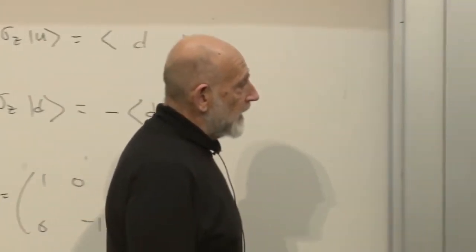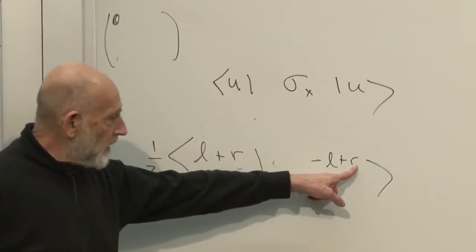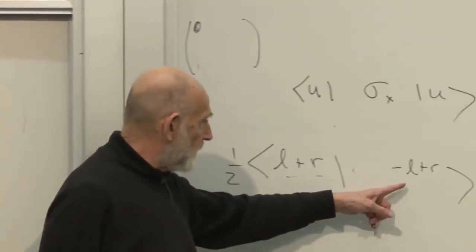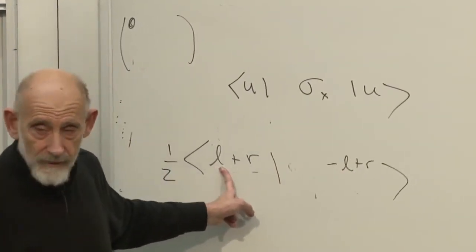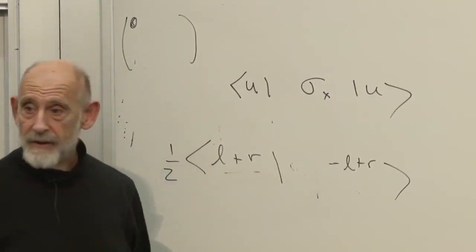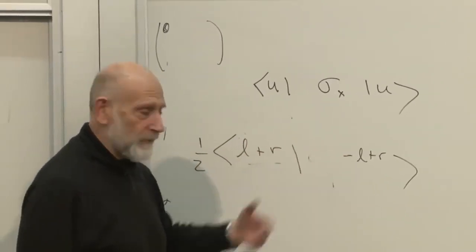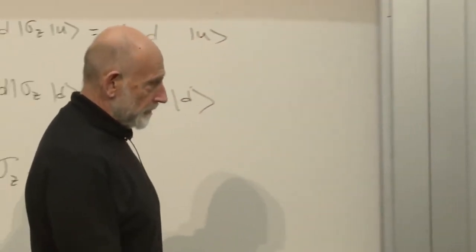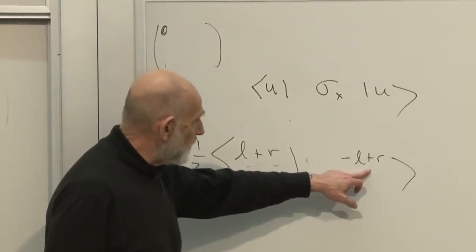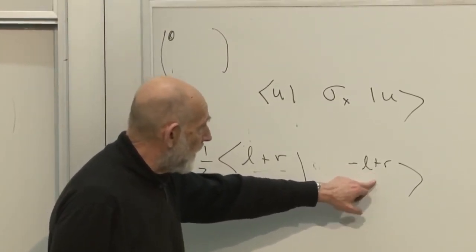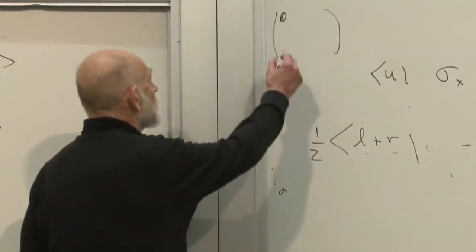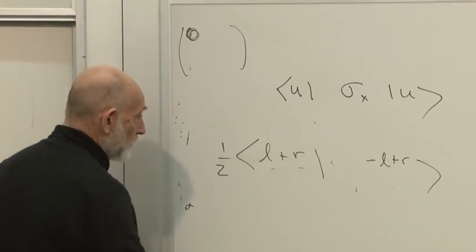And now all we have to do is take the inner products. Well, the inner product of right with right is 1. The inner product of right with left is 0. The inner product of left with right is 0. And the inner product of left with left is -1 when you account for this minus. The result is they cancel. All right? 1 minus 1. So first of all, there's a 0 over here. That's the up-up matrix element.